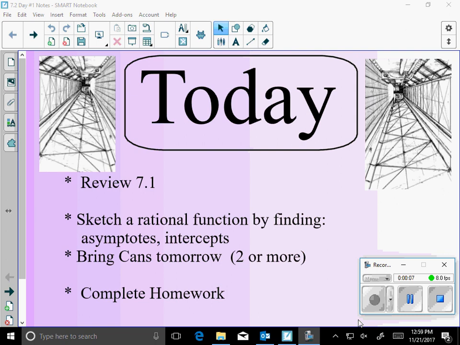Let's get started. This is 7.2, day number 1. We're going to sketch some rational functions looking at asymptotes, intercepts.